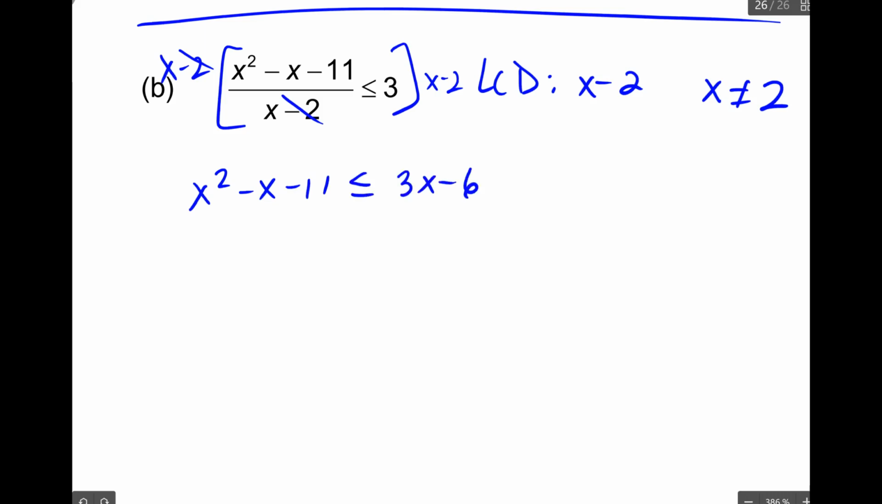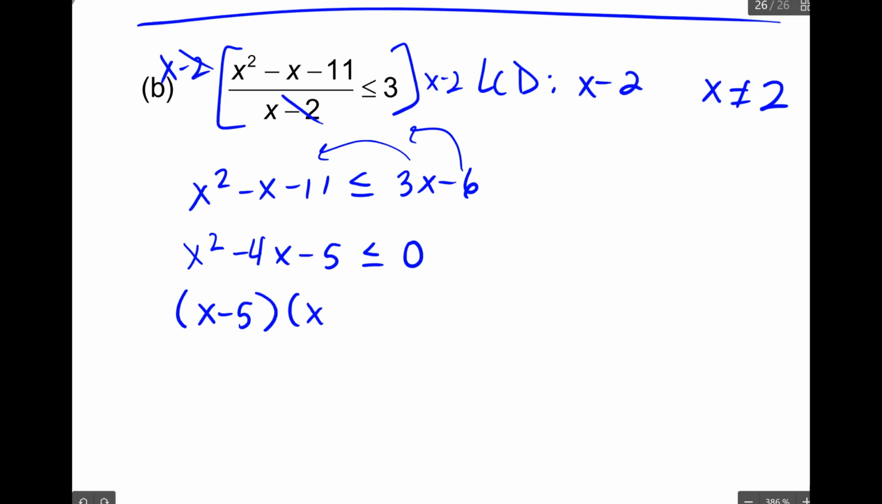Move everything over to the left side. x squared, minus 3x, so minus 4x. Add 6, so it's minus 5 less than or equal to 0. I can factor this, this is fine. Okay, so x minus 5, x plus 1 is less than or equal to 0, because those are the only two numbers that add to negative 4 and multiply to negative 5. So x can equal 5 or negative 1.